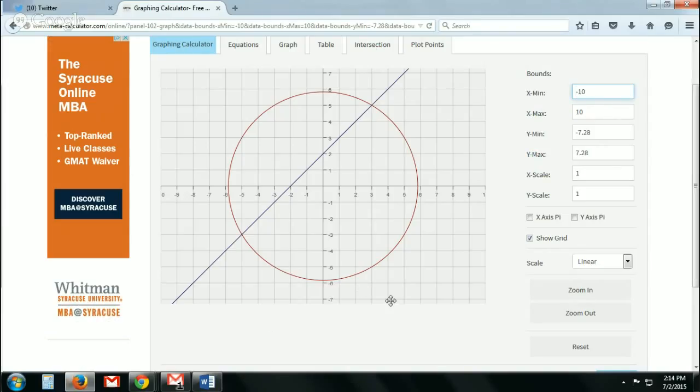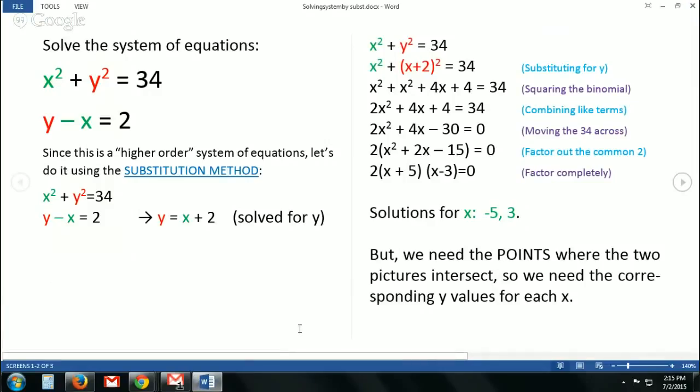Here are the two pictures drawn together, and you see that they are intersecting each other. They intersect here at what appears to be -5, -3, and they're also intersecting there at what appears to be 3, 5. Let's see if we can get that same solution by doing this with the substitution method.